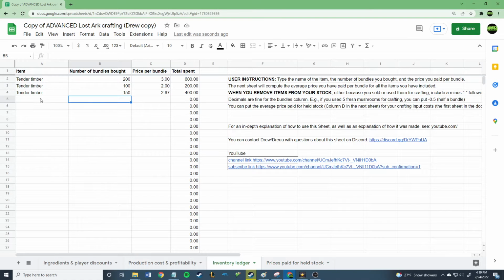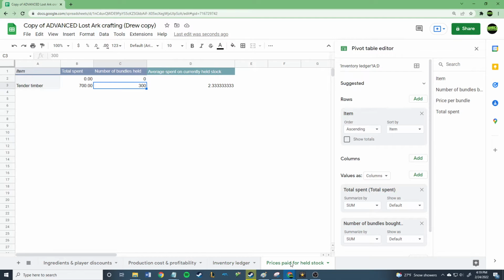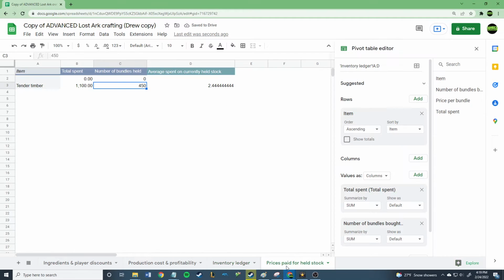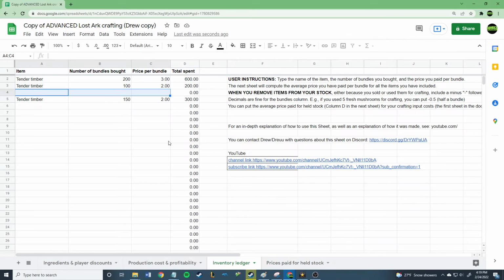For example, if we buy 150 more bundles, this time paying 2 gold per bundle, we'll see that our average purchase price for our stock on hand continues to decline. Just as a little experiment here, if we delete our negative 150 line, we can see that the summary sheet now tells us our average lifetime purchase price instead of the average purchase price for the stock we are actually still holding. But the number you want to base your decisions on is what you paid on average for what you are holding, not what you've paid throughout your entire purchase history. So let's put that line back in there.